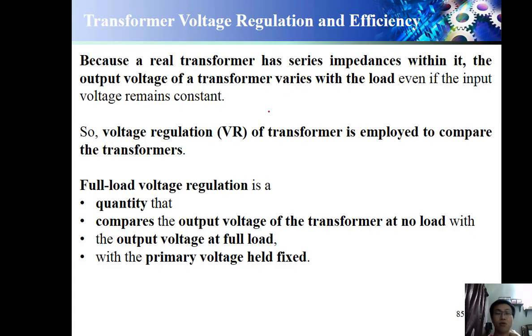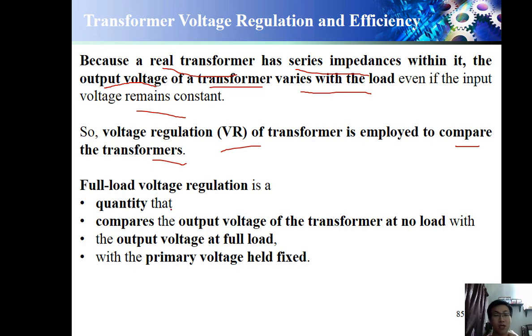Because a real transformer has a series impedance within it, the output voltage of a transformer varies with the load, even if the input voltage remains constant. So there's a voltage regulation. It's employed to compare transformers. Voltage regulation is used to define how good a transformer is. So that's why we need a voltage regulation quantity to describe it.